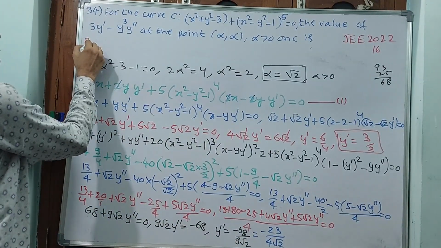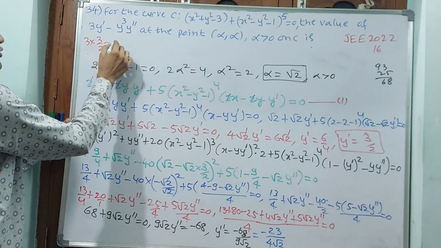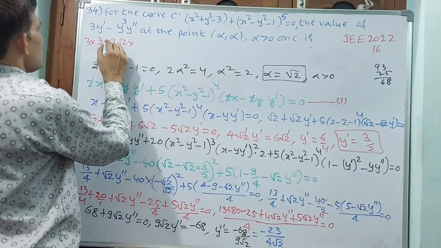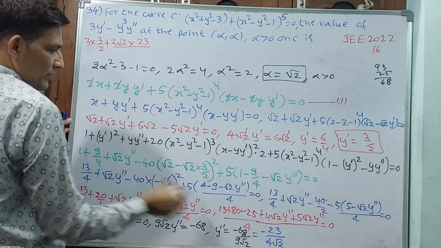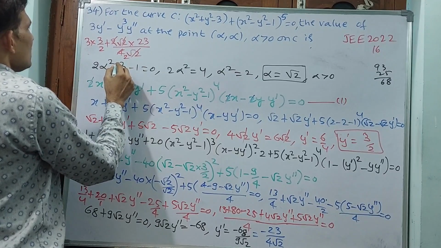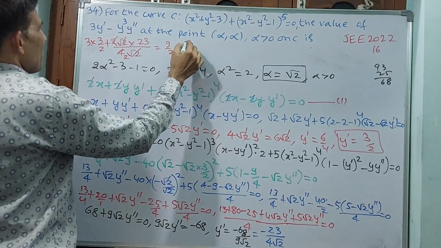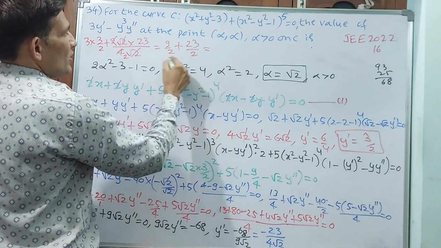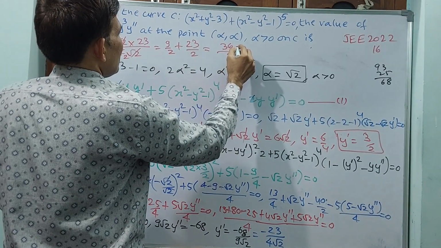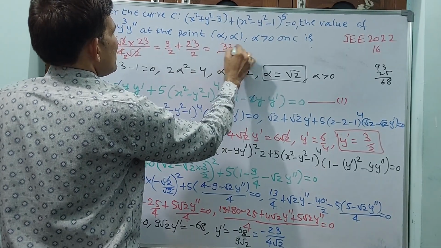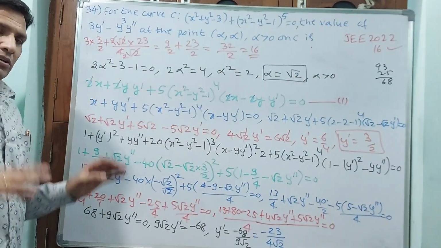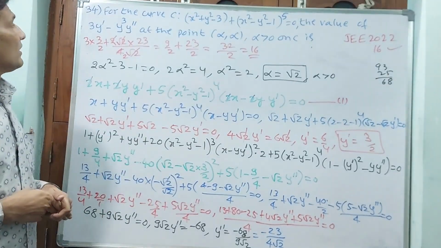See, 3 into y′ (3/2) minus y³ (root 2 cubed, 2 root 2) into y″ (minus 23/(4 root 2)), so minus minus plus 23/(4 root 2). Root 2 is going to cancel out, and the 2 times goes: 9/2 + 23/2. That means 2 is the LCM, 23 + 9 is 32, over 2, 16. 16 will be your answer. Little bit cumbersome. Have patience and do it slowly. Let us go for the next question.